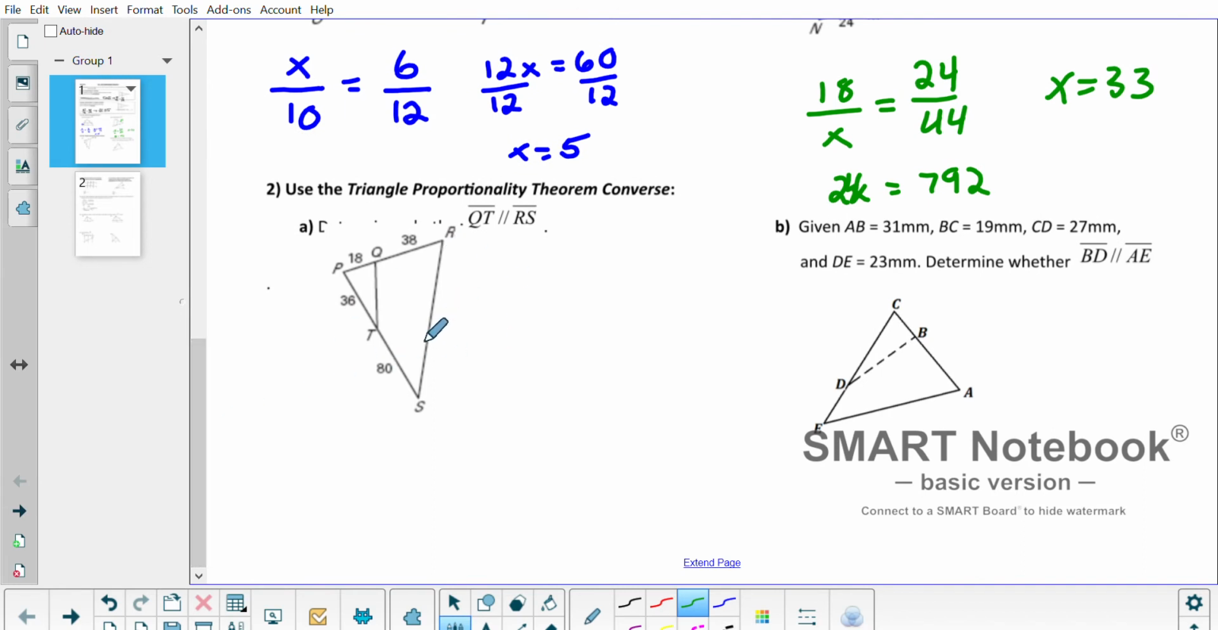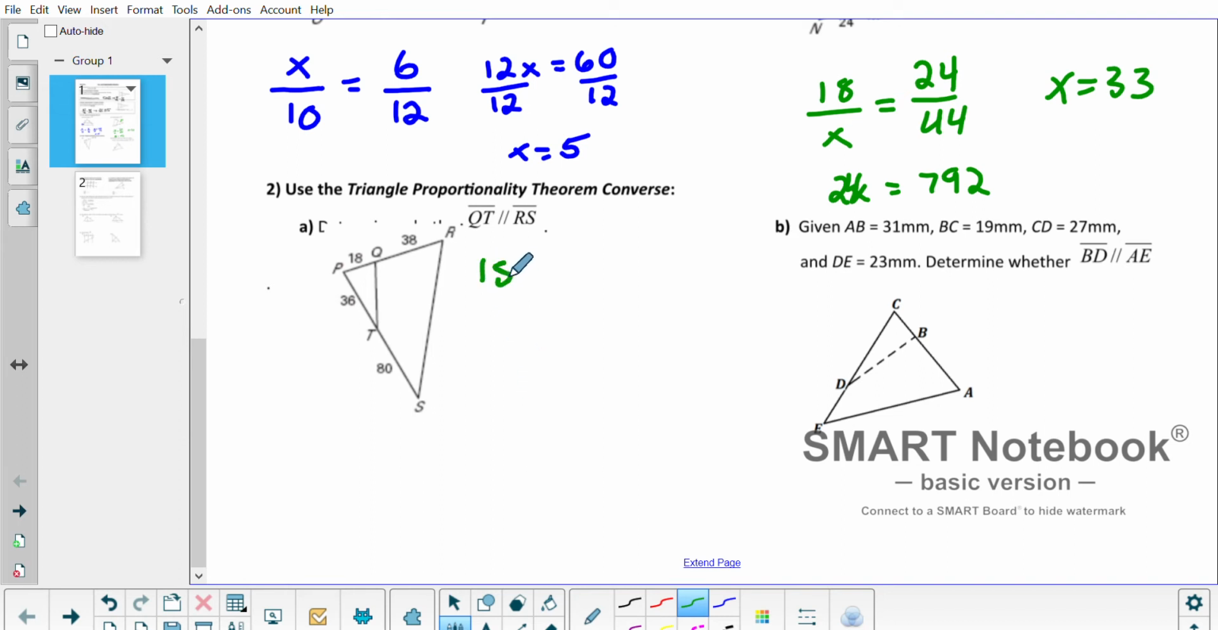The only part of this that you're missing is this just says, I know it got cut off here, determine if QT is parallel to RS. So if we're trying to determine if these lines are parallel, we're just going to have to prove that our sides are proportionate. So we just have to set up a proportion and prove that it is a true proportion.